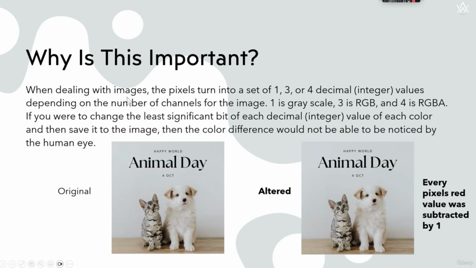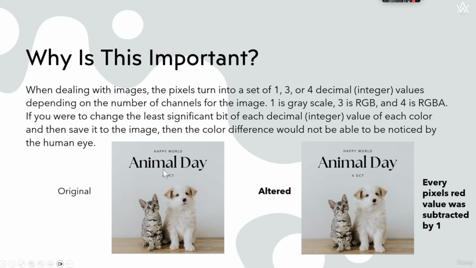So that's why we consider this the least significant bit, because it doesn't change the value by anything more than 1. So why is this important? Well, when dealing with images, the pixels turn into a set of 1, 3, or 4 decimal or integer values. Remember, 1 is grayscale, 3 is red, green, blue, and 4 is red, green, blue, alpha. These are the channels. So if you were to change the least significant bit of each integer value of each color and then save it to the image, the color difference would be so small that the human eye wouldn't be able to notice it.